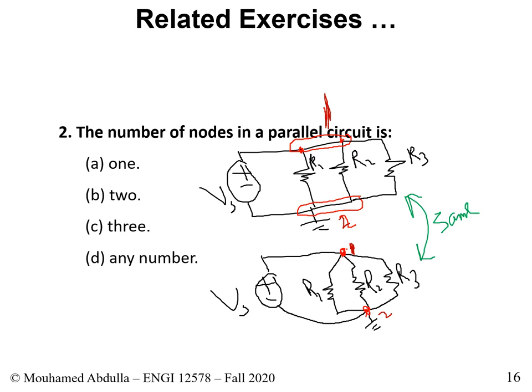So let's go through the process of elimination here. Is it one node? No, that's not true. Is it three nodes? No, that's not true for a parallel circuit. Is it any number? No, that's also not true. You cannot choose any number. So it is really B, two nodes. So we expect B to be the answer.